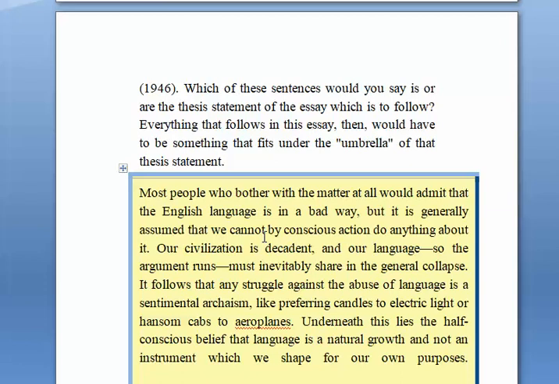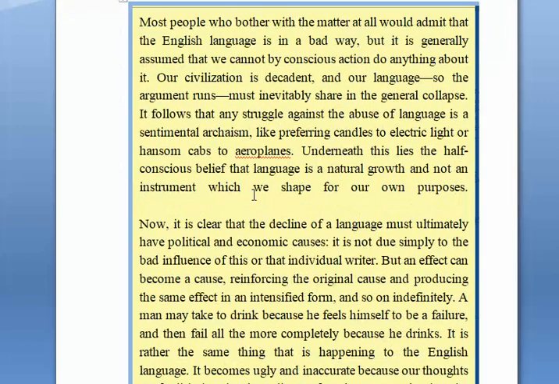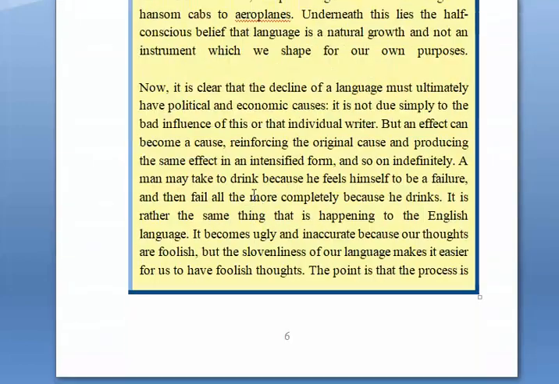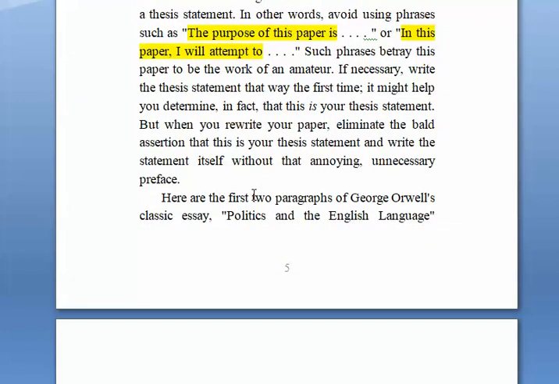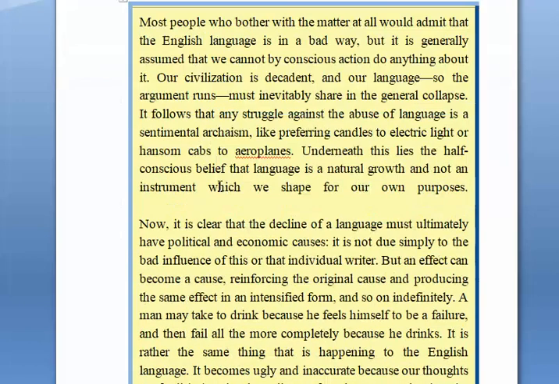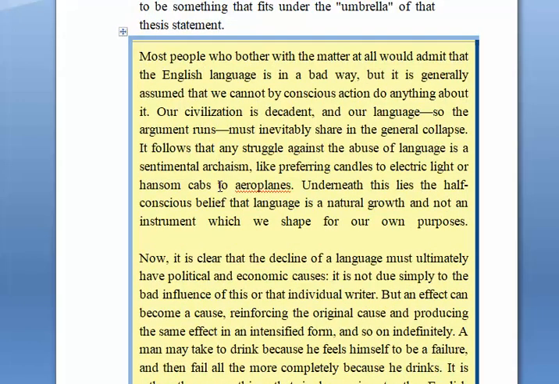Everything that follows in this essay would have to be something that fits under the umbrella of the thesis statement. Read this paragraph or two paragraphs and find out the thesis statement. Okay, we can read together. These are the first two paragraphs; identify the thesis statement.